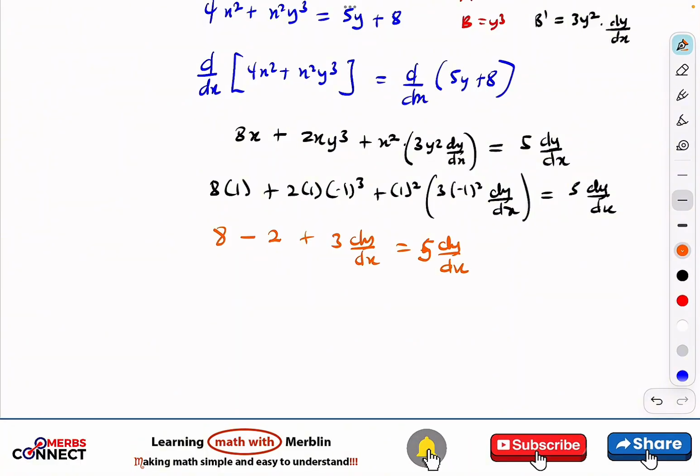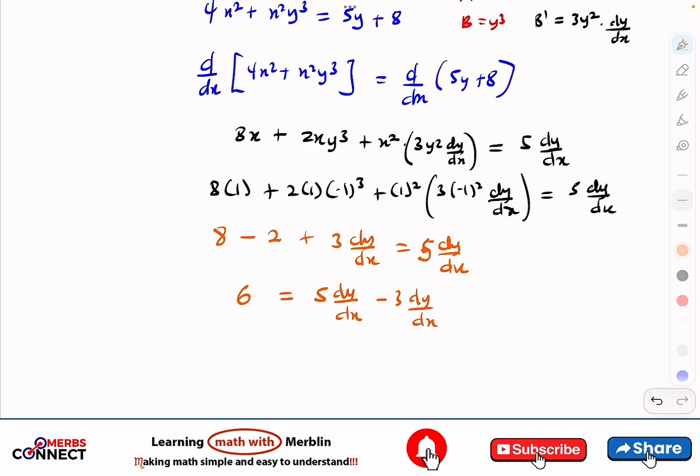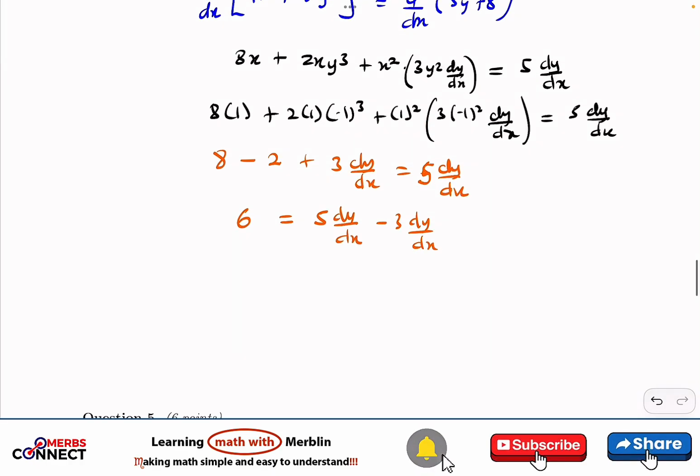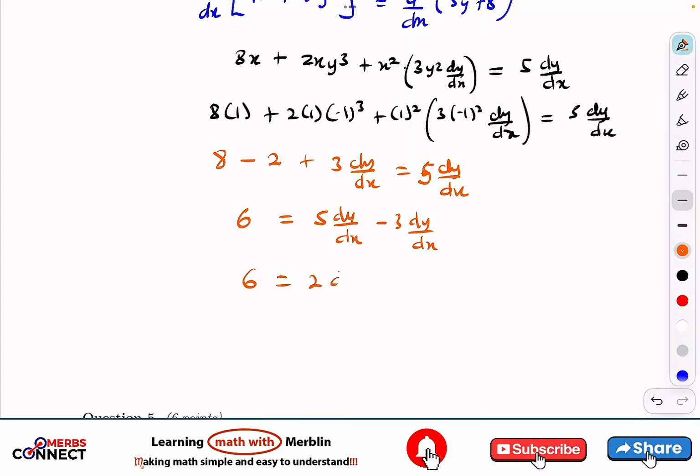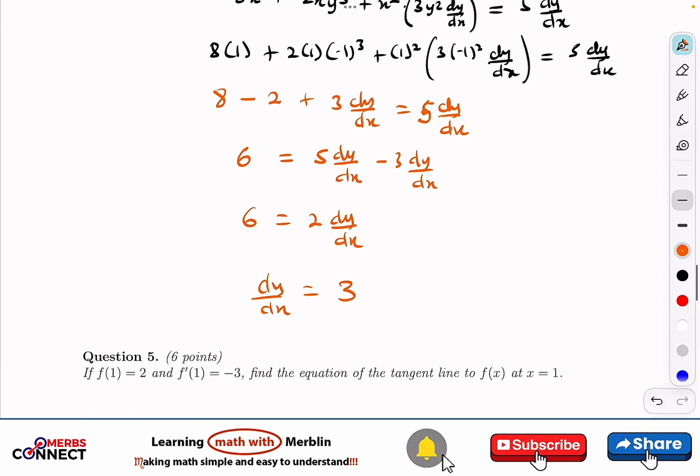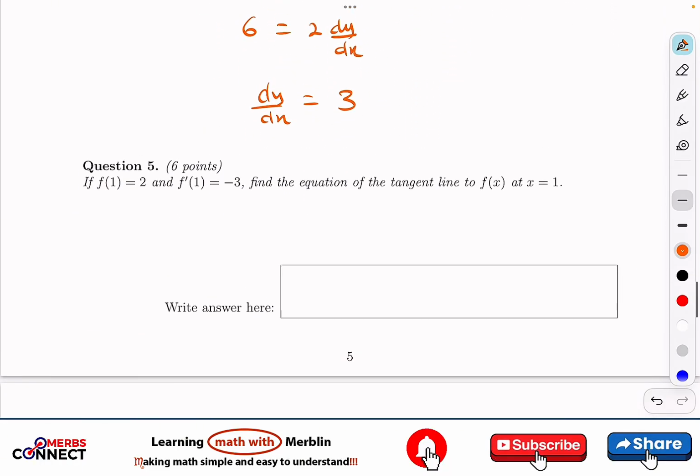Let's simplify this. So this will be 6, which is equal to 5 dy over dx minus 3 dy over dx. So I move this one here. Then this is finally going to give us 6 is equal to 2 dy over dx. When I divide through by 2, I'm going to have 3 at the end. So the slope is 3. Okay.